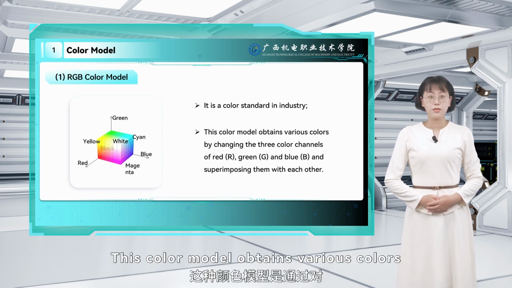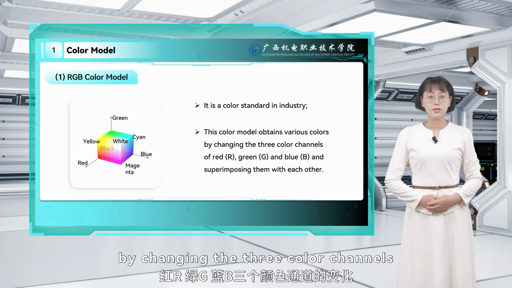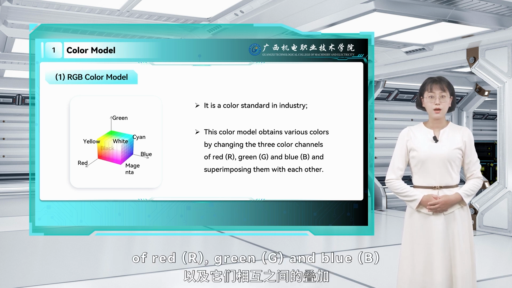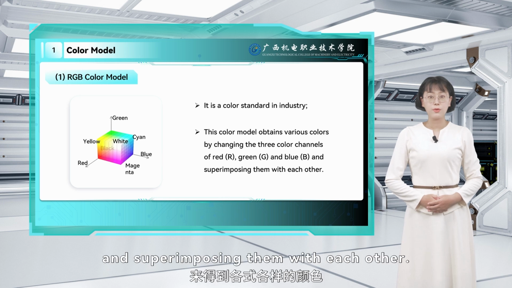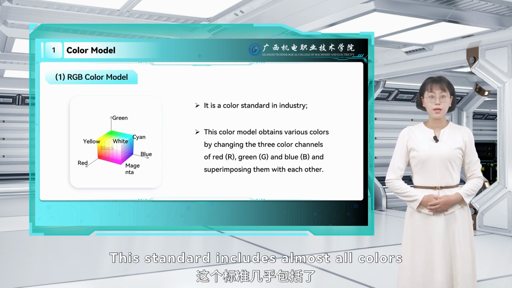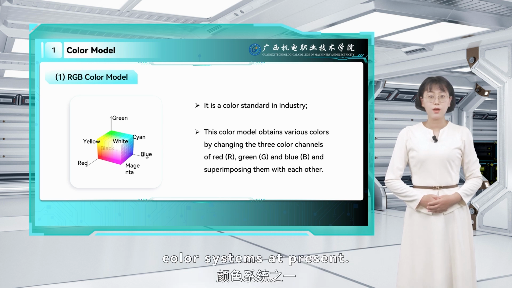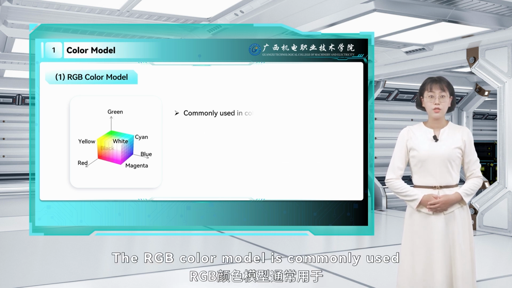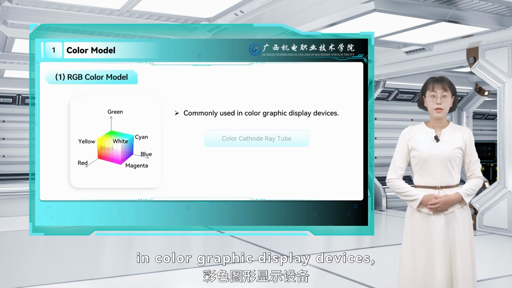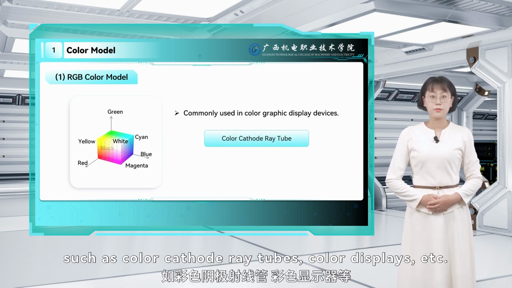This color model obtains various colors by changing the three color channels of red (R), green (G), and blue (B), and superimposing them with each other. This standard includes almost all colors that human vision can perceive, and it is one of the most widely used color systems at present. The RGB color model is commonly used in color graphic display devices, such as color cathode ray tubes, color displays, etc.